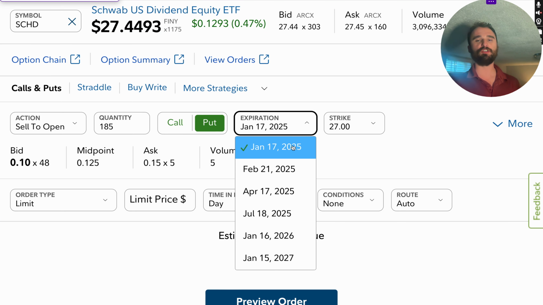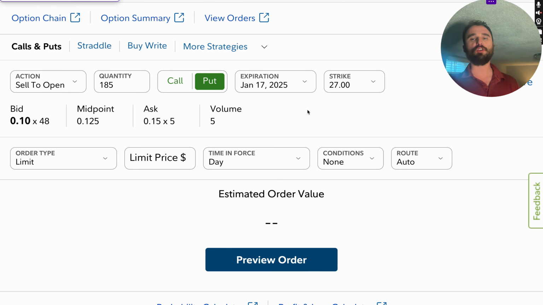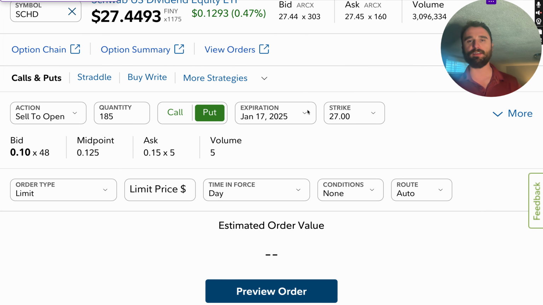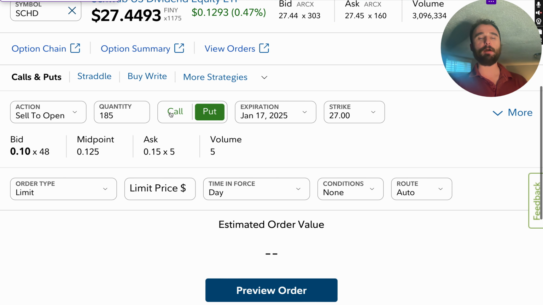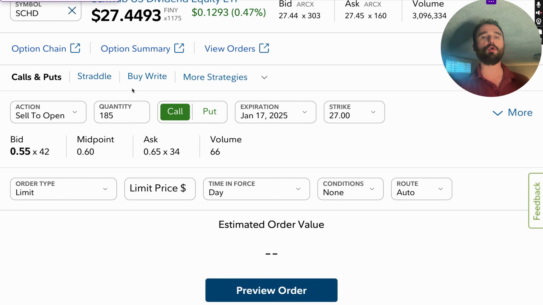Now, the expiration is January 17th, 2025. Assuming worst case, this finishes at, let's say, $26.50 or $26, we get long at 27. Now we can immediately turn around and sell a covered call. So it's constantly trying to earn income.